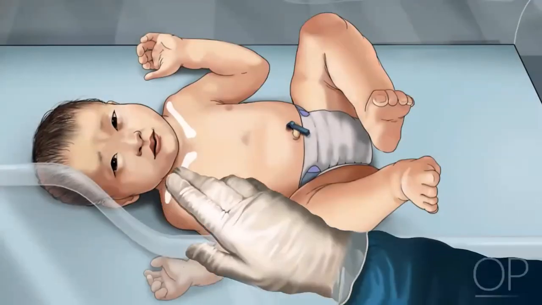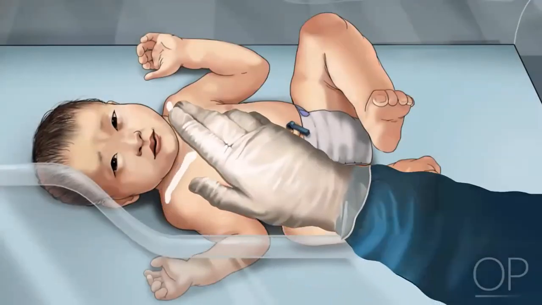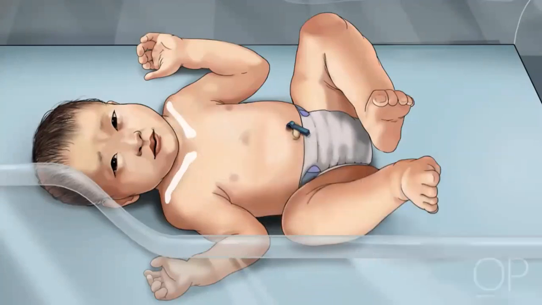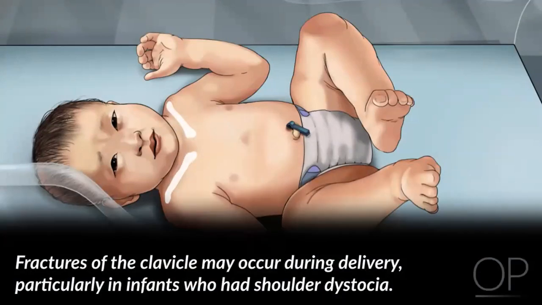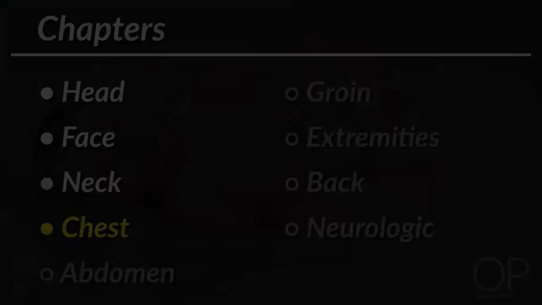Now run your fingers over the infant's collarbones. The clavicles should feel smooth without any crepitus, breaks, or step-offs. Fractures of the clavicle may occur during delivery, particularly in infants who had shoulder dystocia.